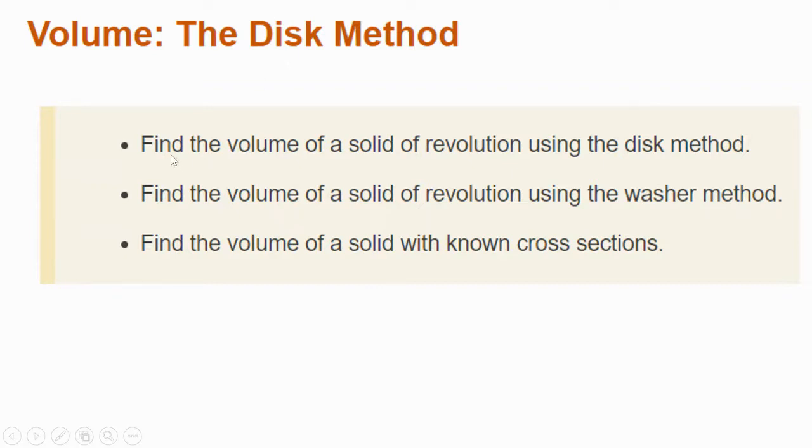So the objectives here: I plan to talk about finding the volume of a solid of revolution using what we will call the disk method. Sometimes this is called the method of rings as well. We'll also talk about finding the volume of a solid of revolution using the washer method, which is related to the rings method, except there's a hole in what you're doing. And then we will also talk about finding the volume of a solid with known cross sections. So those are the things that we're going to be covering today.